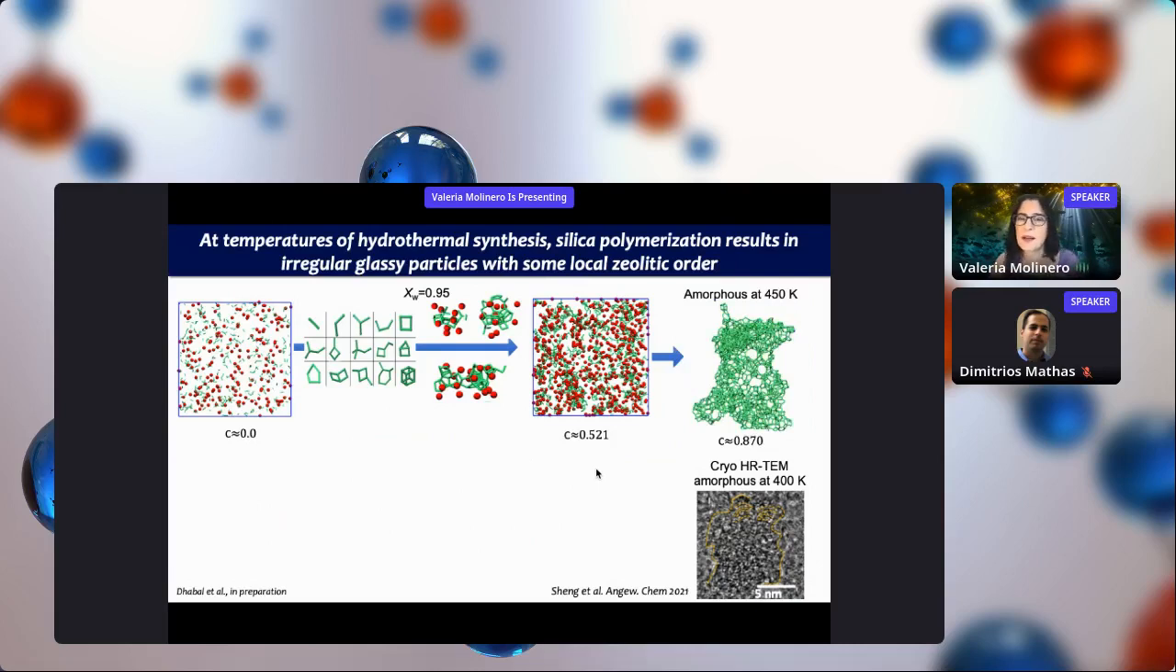So this particle is not only glassy, but already has some features. You can see here some of the large channels that are characteristic of the zeolite. So it's like you start to see some zeolitic features already in the glassy amorphous state.